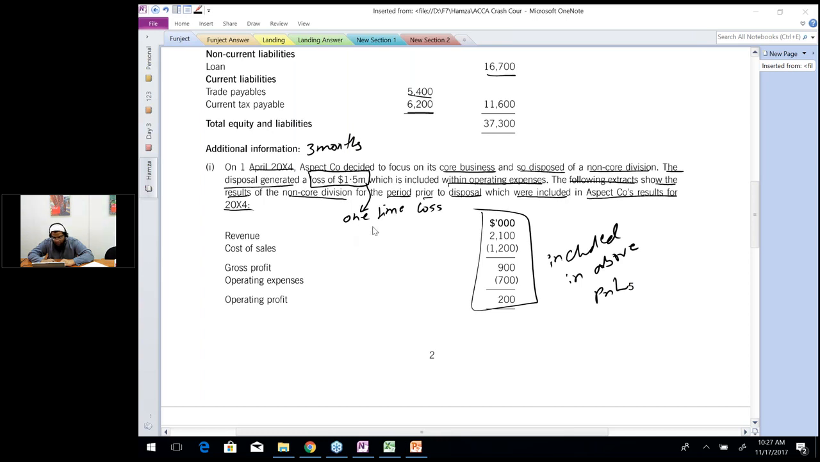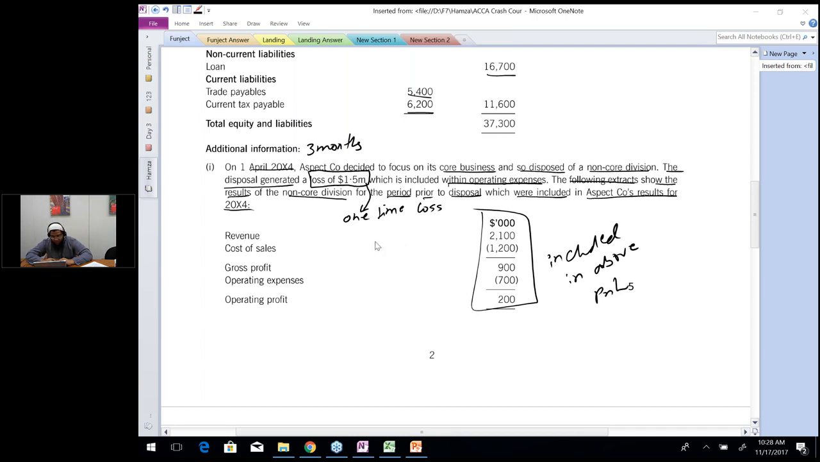Simran is saying, how would the one-time loss have been treated initially? Simran, the one-time loss would have been recorded in P&L when I disposed of a division: assets credit, bank debit, and the balancing figure is the gain or loss, which would have been recorded in operating expenses.